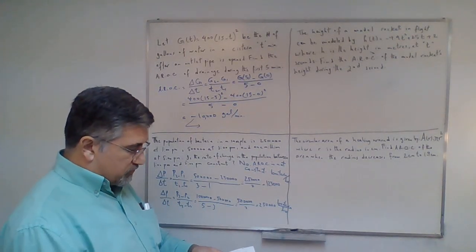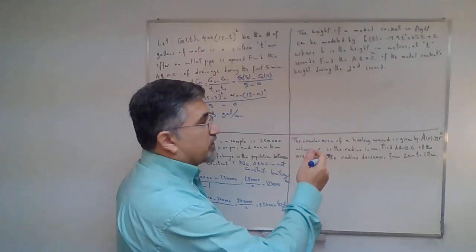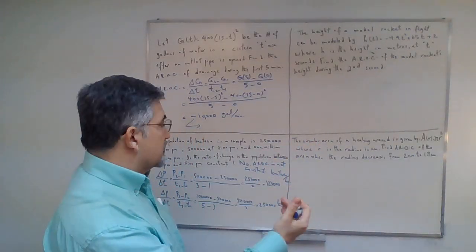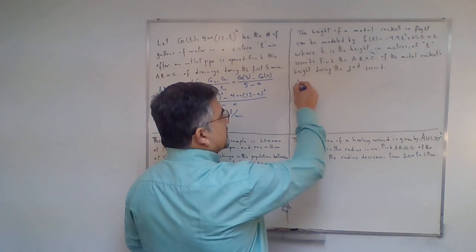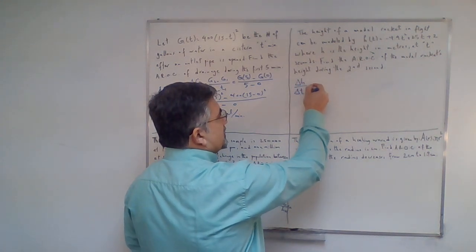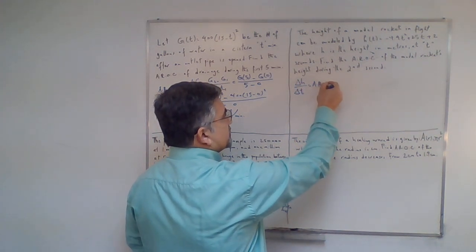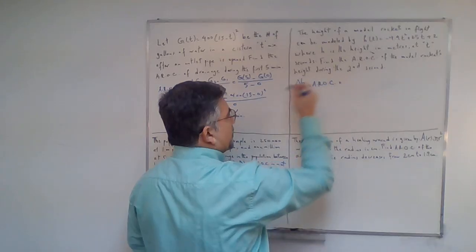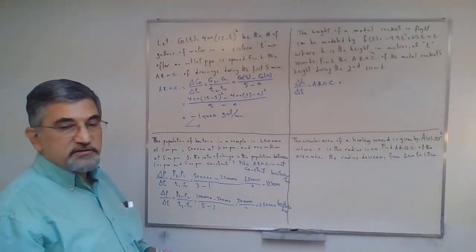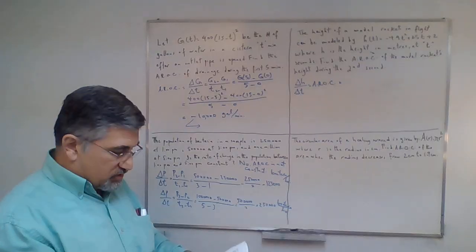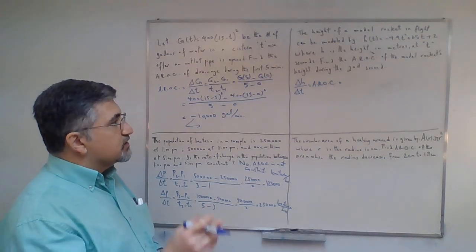So how are we going to write our formula? We have height versus time. It's not population versus time. So I'm going to write delta H over delta T. This is the average rate of change. And delta H means change in height. Delta T means change in time. It says in the second.